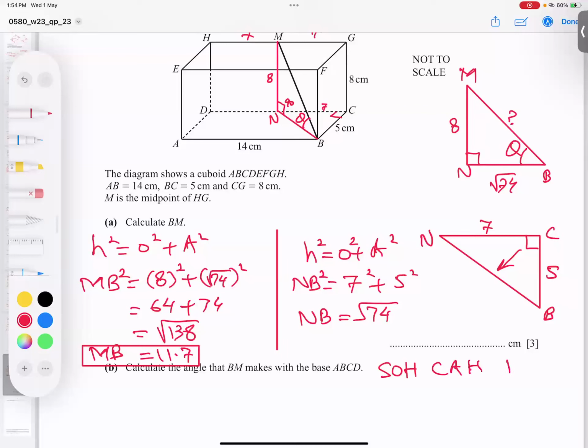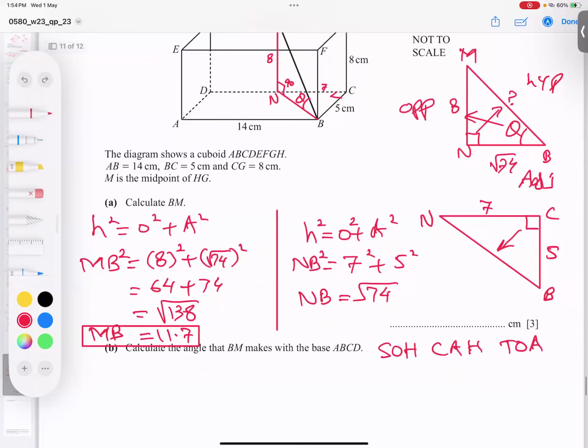SOH, CAH, and TOA. S stands for sine, opposite by hypotenuse; C is cos, adjacent by hypotenuse; T is tan, opposite by adjacent. I think I will go for tan because in front of the angle is what I call the opposite. In front of 90 is called the hypotenuse, and what is left is called adjacent. So opposite and adjacent are involved in tan, I use tan. So tan theta is equal to opposite by adjacent.